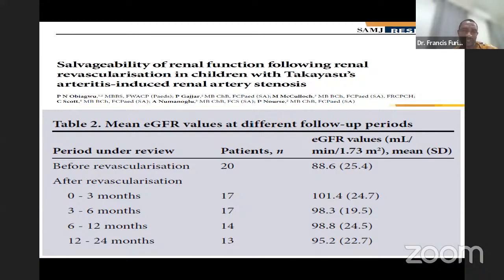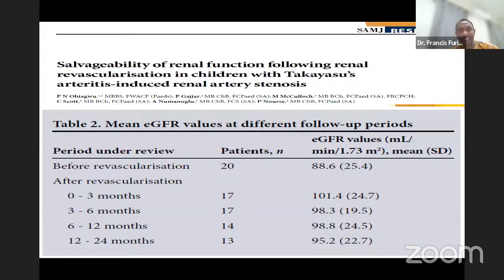So this is a study which was done in South Africa, a retrospective study showing that with revascularization there was an increase of the eGFR, showing that there's improvement in the renal function for these patients that underwent this condition.